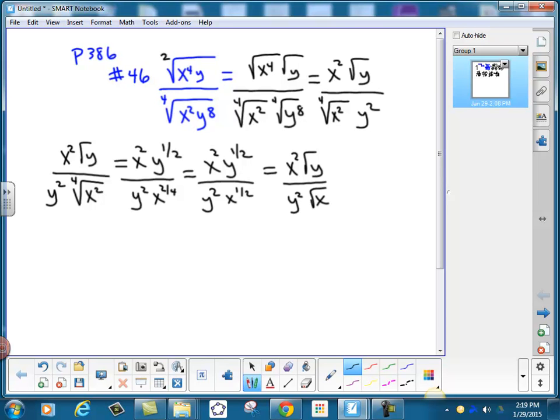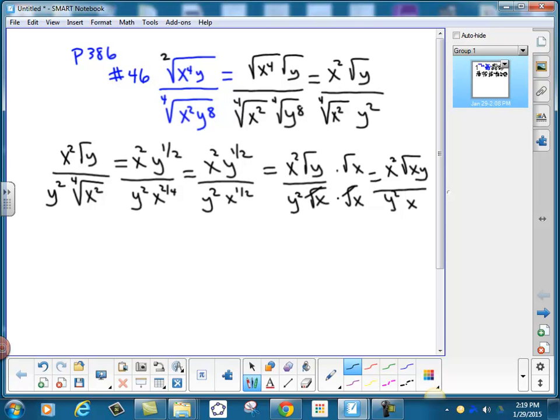And this is much easier to simplify, because my rule is I cannot have a radical in the denominator of a fraction. So I'm going to multiply top and bottom by the square root of x to get rid of the square root of x. So this cancels this out and gives me y squared x on the bottom. Multiplying inside times inside gives me x squared square root of xy.